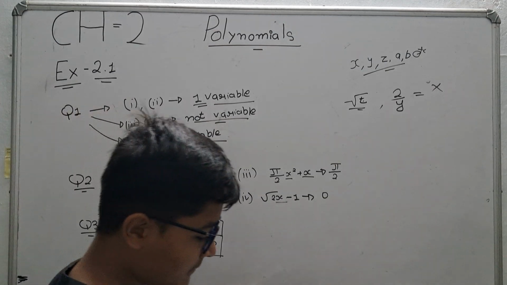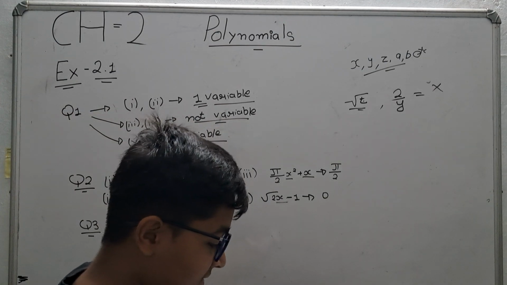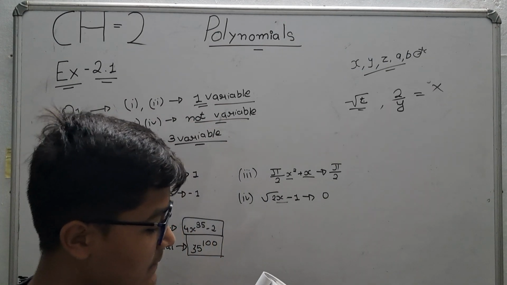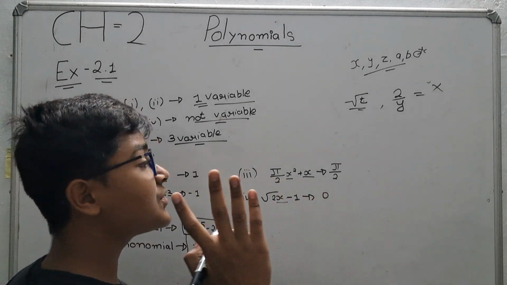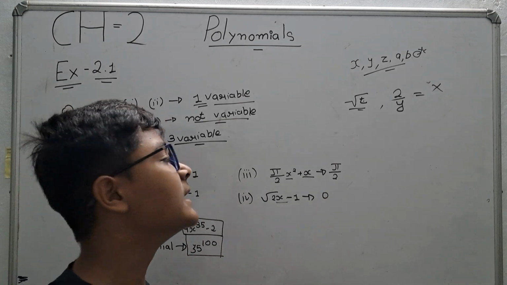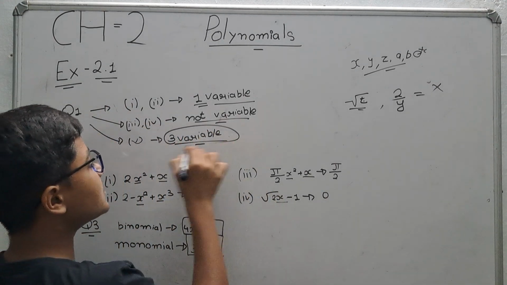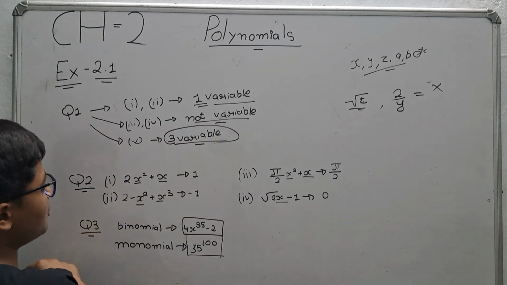And fifth number, you can see x power 10 plus 3y power 3 plus t power 50. So there are three variables x, y and t, so it is known as three variable. Now let's continue with question number 2.